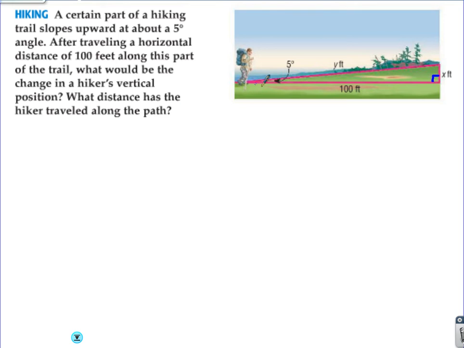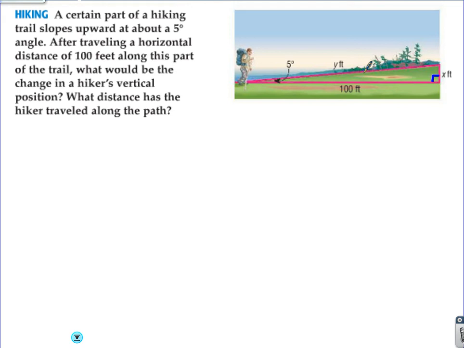So this man, he didn't travel 100 feet. He traveled a horizontal distance of 100 feet. He actually went further than 100 feet. Does that make sense? Why? That's a right triangle, Pythagorean theorem. Your hypotenuse is going to be a little bit bigger than your side there. So he traveled probably 105, 106 feet. We're fixing to find out. But he traveled a horizontal distance of 100 feet along this part of the trail.